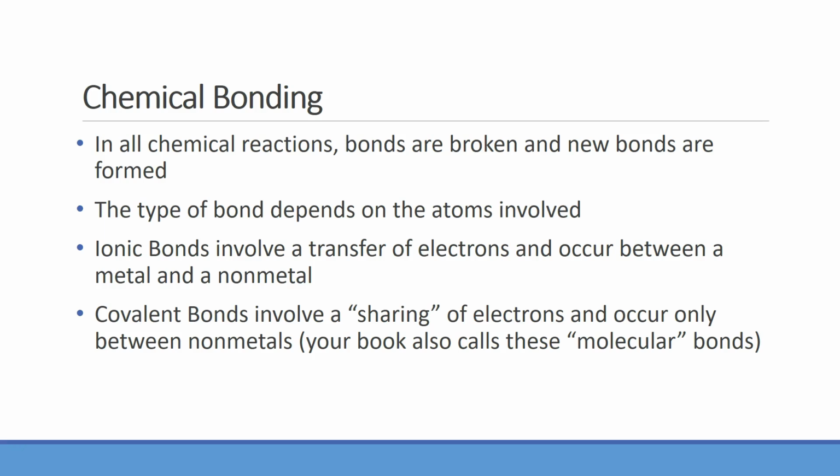Ionic bonds occur only between metals and nonmetals, and those are going to involve a transfer of electrons. In that case, the metals will transfer one or more electrons to the nonmetals. A covalent bond is different.